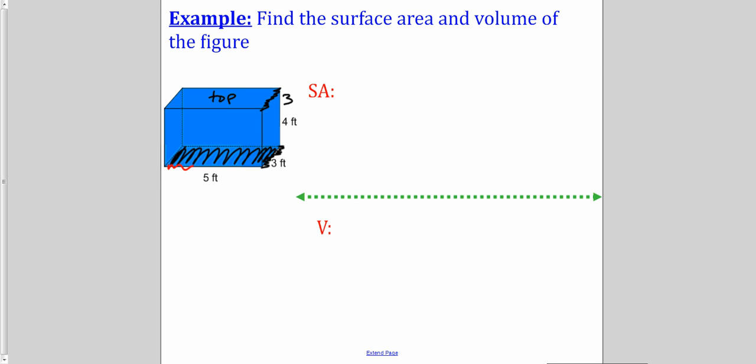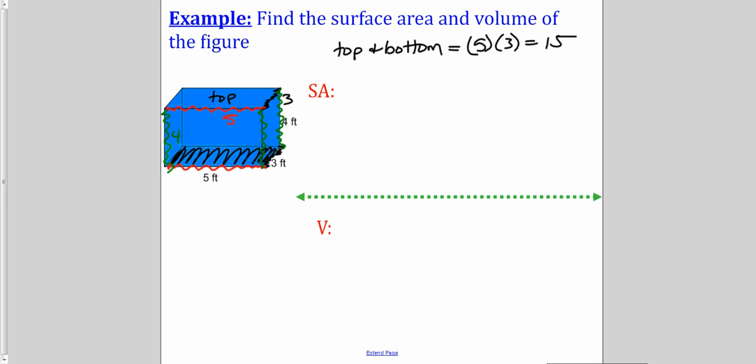Likewise, over here is 5. That means right here is also 5. And let's talk about our 4. Our 4 is right here, so this is also 4, and this over here is also 4. So I'm going to go piece by piece. So let's talk about the top and the bottom. Their area is going to be 5 times 3, which is 15.